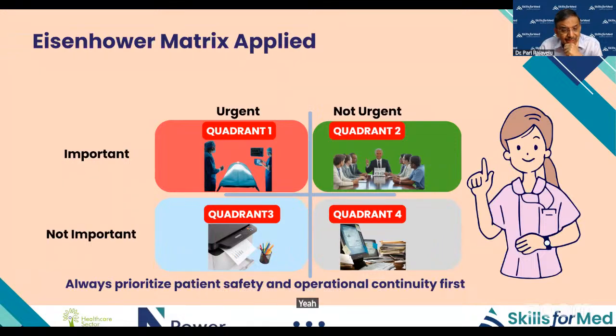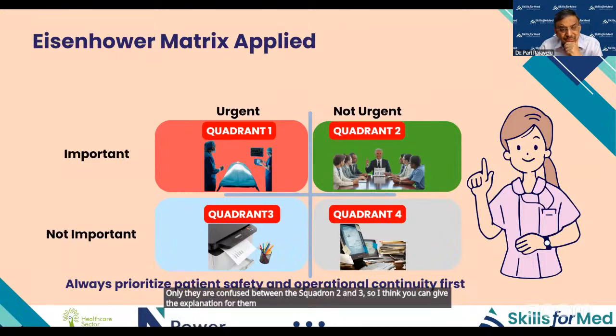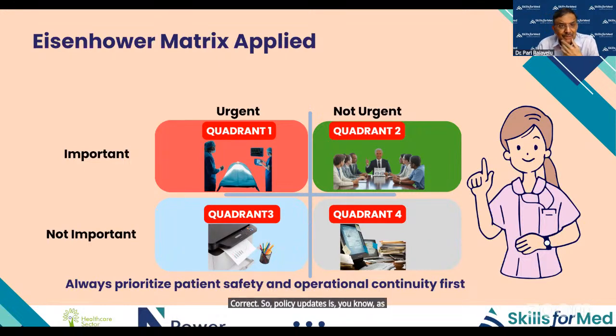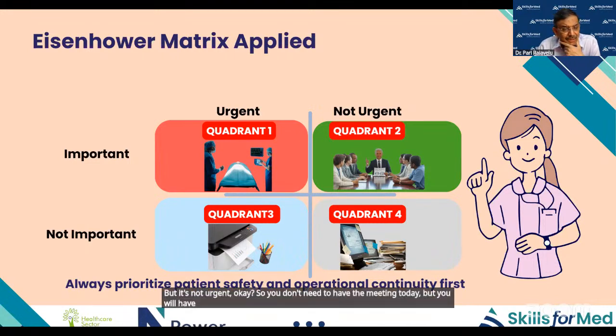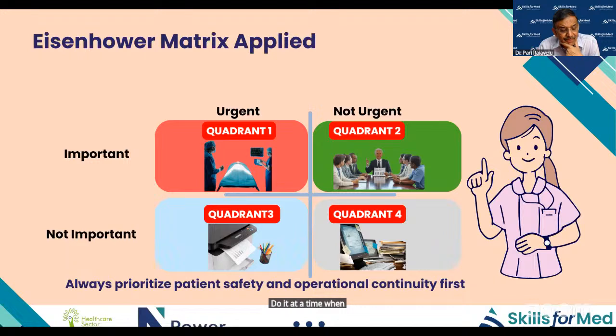Most of them have got quadrants 1 and 4 in the right place. Only they are confused between quadrants 2 and 3. So I think you can give the explanation for them, why we have put the policy updates in quadrant 2. As I said, it's important, isn't it, but it's not urgent. So you don't need to have the meeting today, but you will have to plan it and do it at a time when everybody is available.